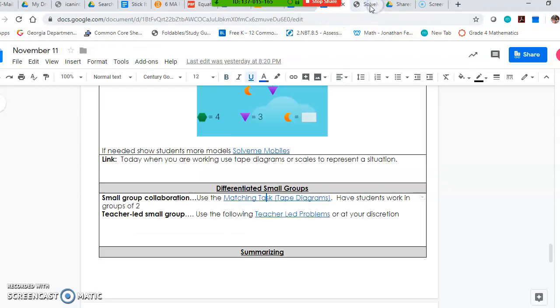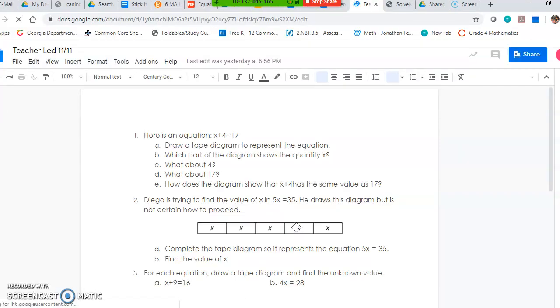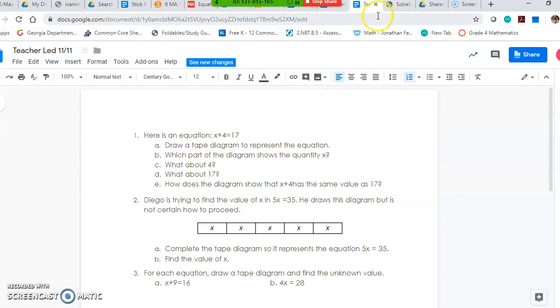Then let me try to close that. Teacher-led problems. This is really to your discretion, but I just put in some problems that you can model through. Here are some problems for those students that didn't understand, or you can also take this time to spiral back in anything. It depends on your students and your class. So this part is to your discretion.